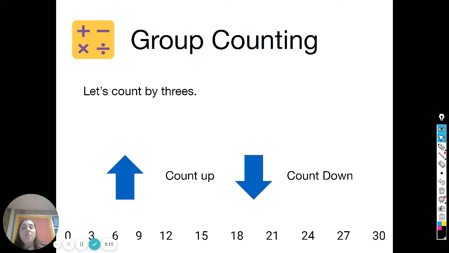Now we're going to go ahead and count by threes. This is something that we have practiced before, so you should be a little bit better at it. When I point up, you're going to say 3. Ready? And we're going to pick up the pace a little bit.